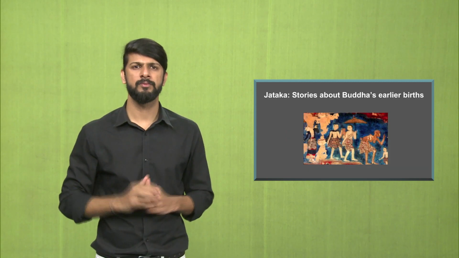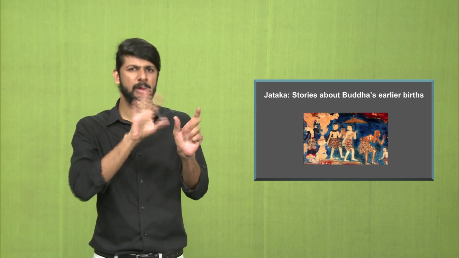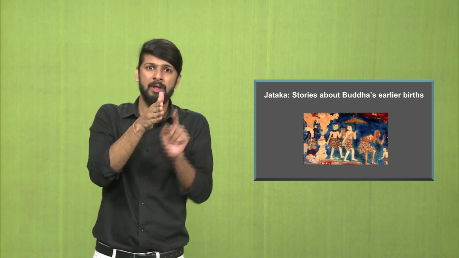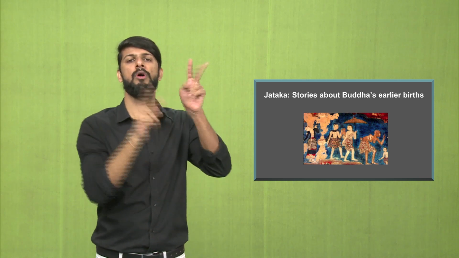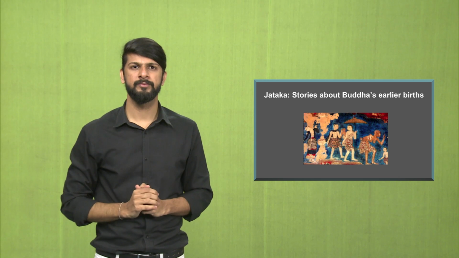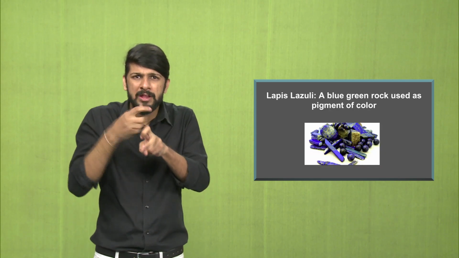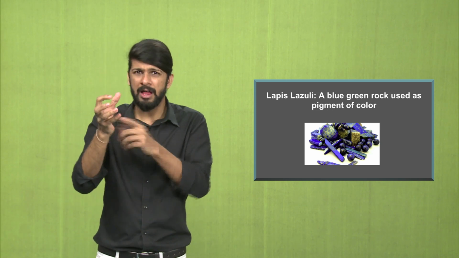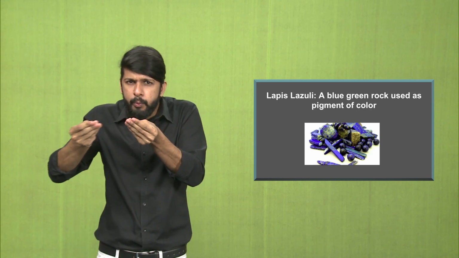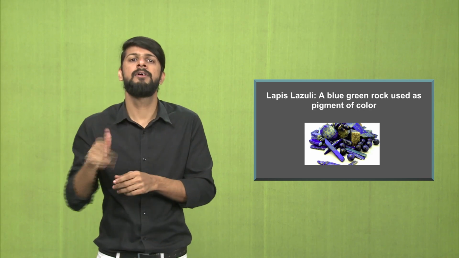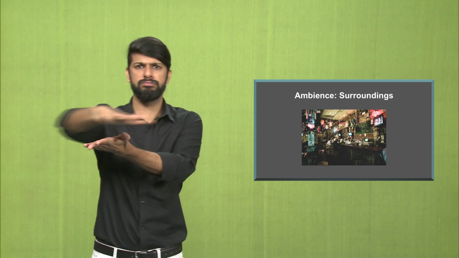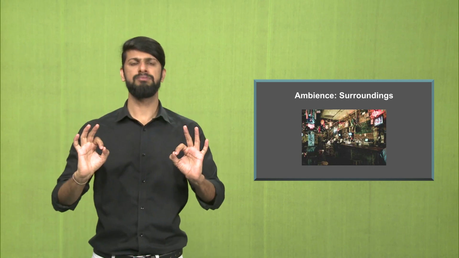New words: Jataka. Jataka are stories about Lord Buddha's earlier births. Lapis lazuli is a kind of stone which is both blue and green in color mixed, and these are used as pigments for color. Ambience means the surrounding of any area. Wherever you are, the surroundings are known as ambience.